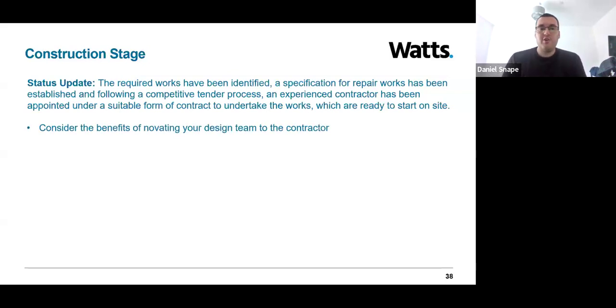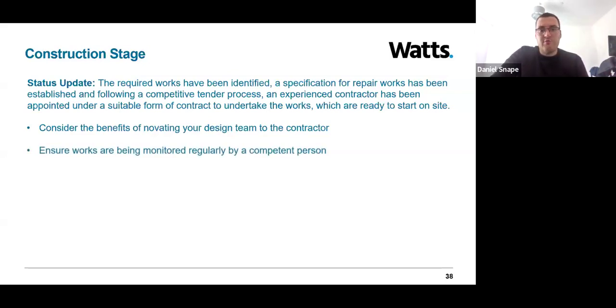Well, novation's a common one, and there are some benefits to novating your design team to the contractor. So in the context of ensuring that facade works are completed to the correct standard, novating an architect or a facade engineer, for example, can ensure that you as a client have a good set of eyes at the other side of the table. So that can ensure that quality requirements are being followed, both in contractor's design and site installation.